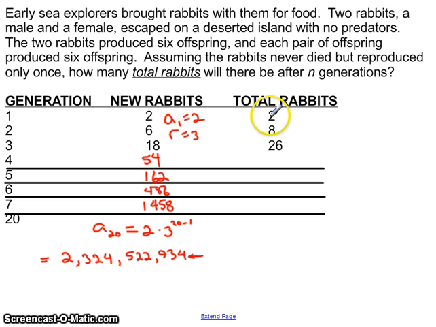Well, we started with 2. We had 6 more, so that gives us 8. Then we had 18 more, that gives us 26. We're going to continue and get 80 total, 242 total after 5 generations, 728 total, 2,186 total at the 7th generation.